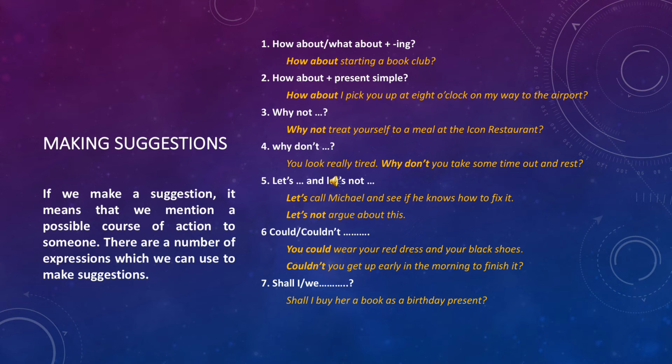Making suggestions can take different forms. If we make a suggestion, it means that we mention a possible course of action to someone. There are a number of expressions which we can use to make suggestions. Number one is how about or what about plus a verb in the ing. For example, we say how about starting a book club. Number two, how about plus present simple. So we say, how about I pick you up at 8 o'clock on my way to the airport.